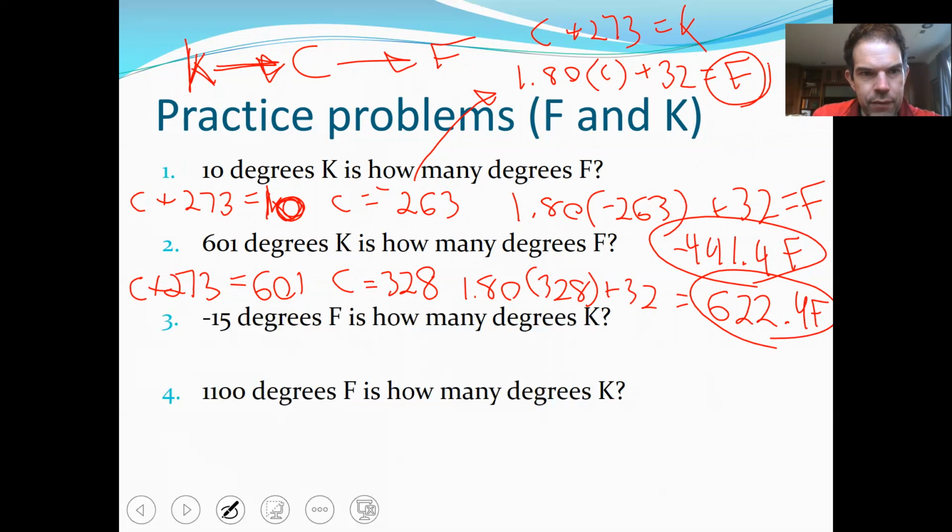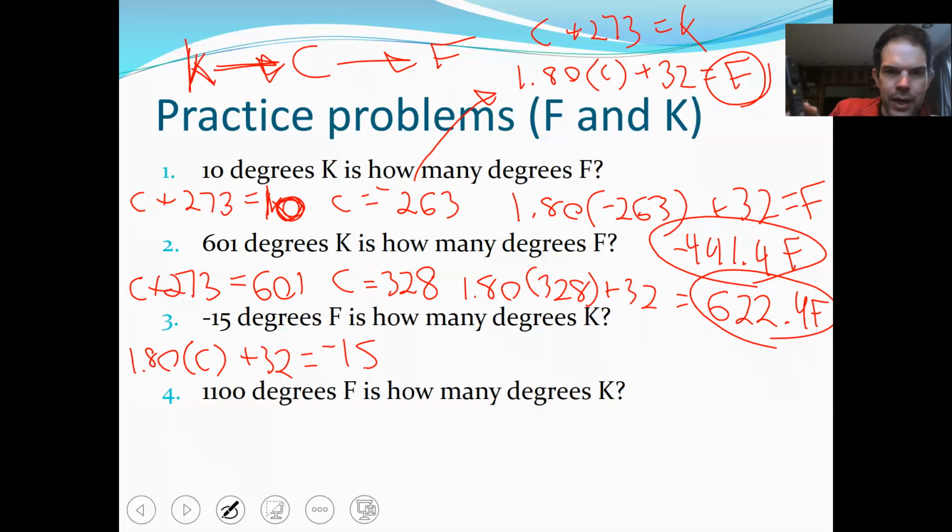So if we have 1.8 times Celsius plus 32 equals negative 15 degrees Fahrenheit. Like it's in Minneapolis or something like that. So how would I enter that in my calculator?